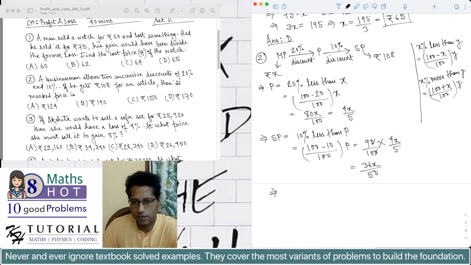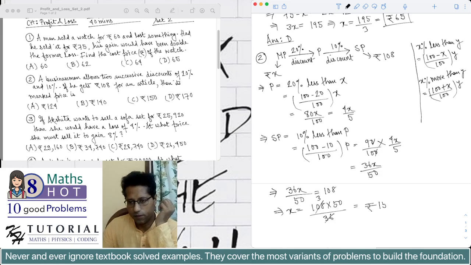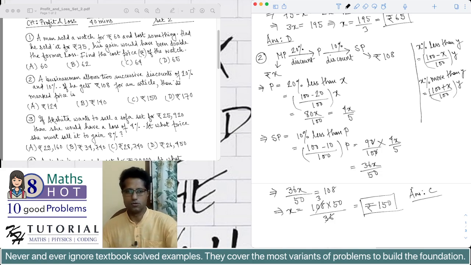Okay, so we have the selling price in terms of x to be 36x by 50, and we know that the selling price is rupees 108. So we can say 36x by 50 is equal to 108. This implies x is equal to 108 multiplied by 50 divided by 36. 36 divides 108 by 3, and this is equal to rupees 150. So the mark price is rupees 150, and hence the correct choice is C. C is the correct choice.